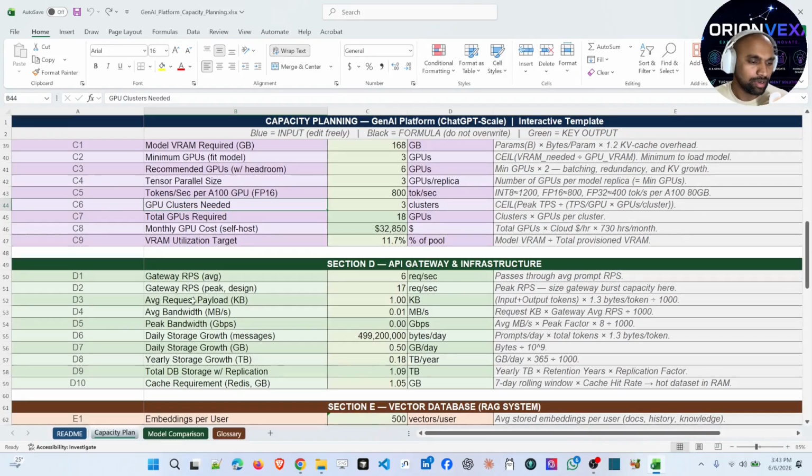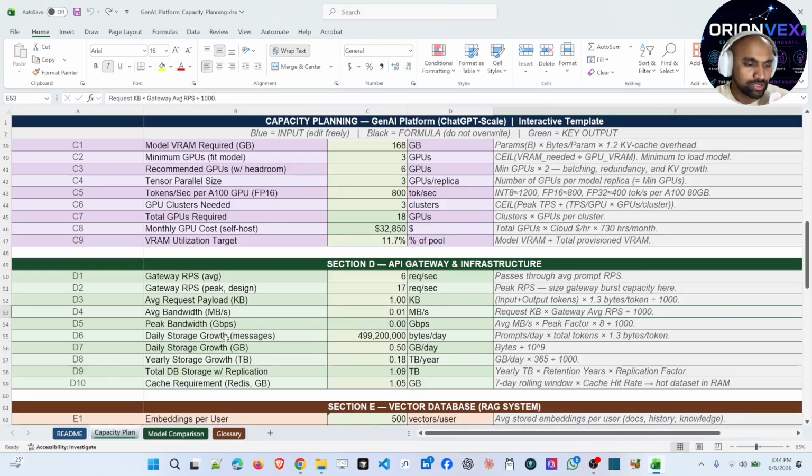And average request payload is 1 KB, that is input plus output into 1.3 times the token divided by 1000. We will get the average request payload in KB. Average bandwidth required is 0.01 MB per second. How we are getting it: request in KB into gateway average RPS divided by 1000. We will get this bandwidth in MB. And peak bandwidth required, we need to consider 3 times. If you consider it in GBps, it will be very small.